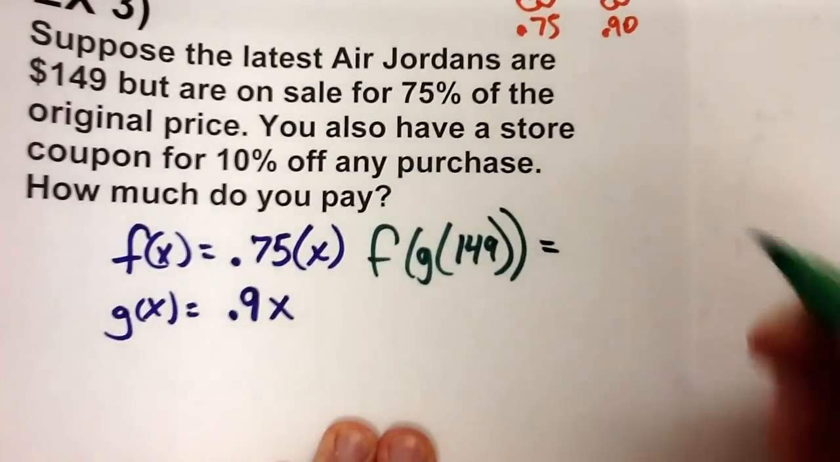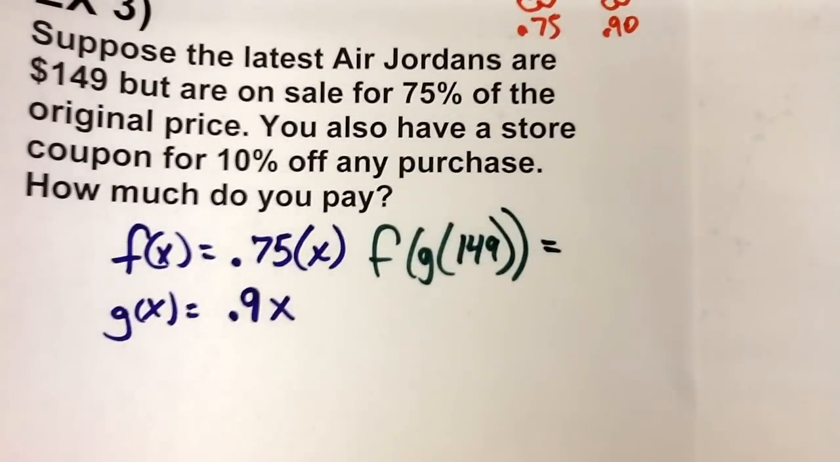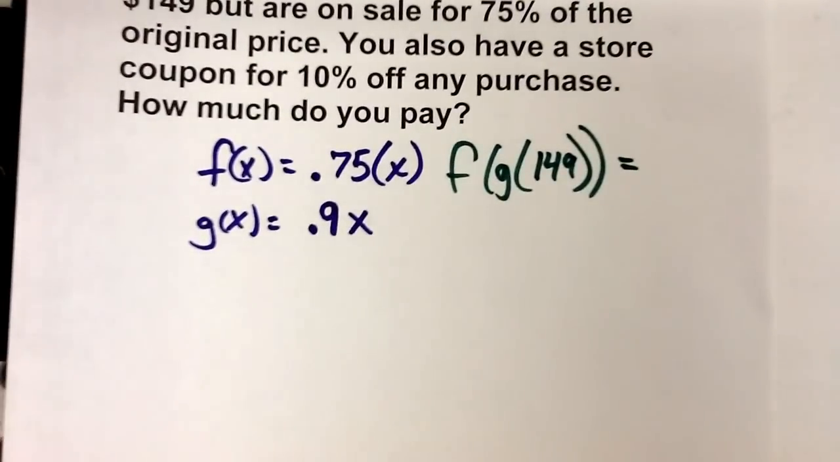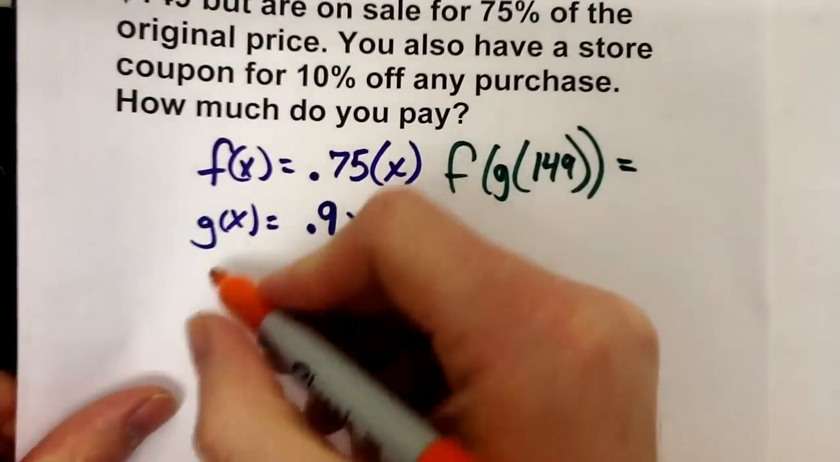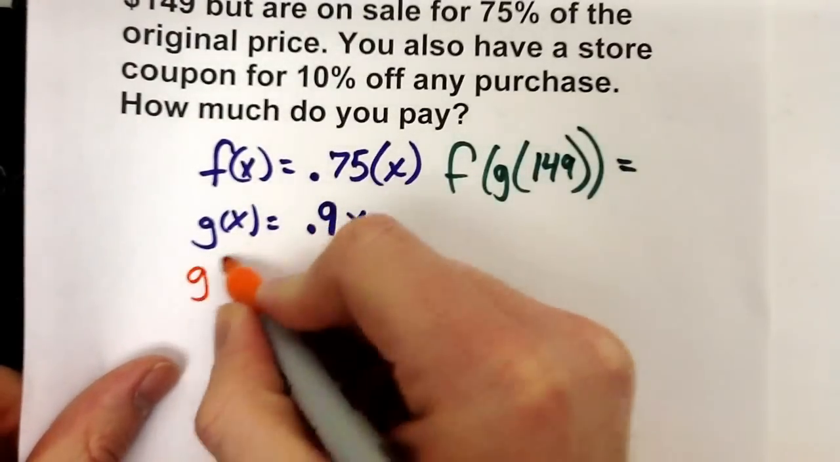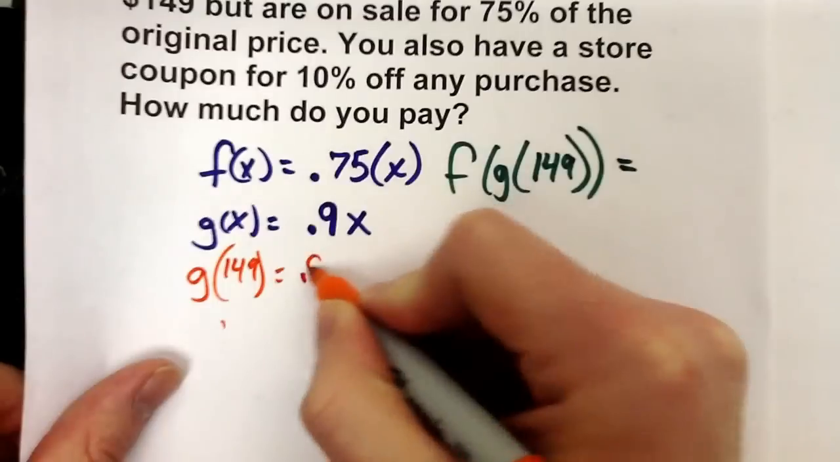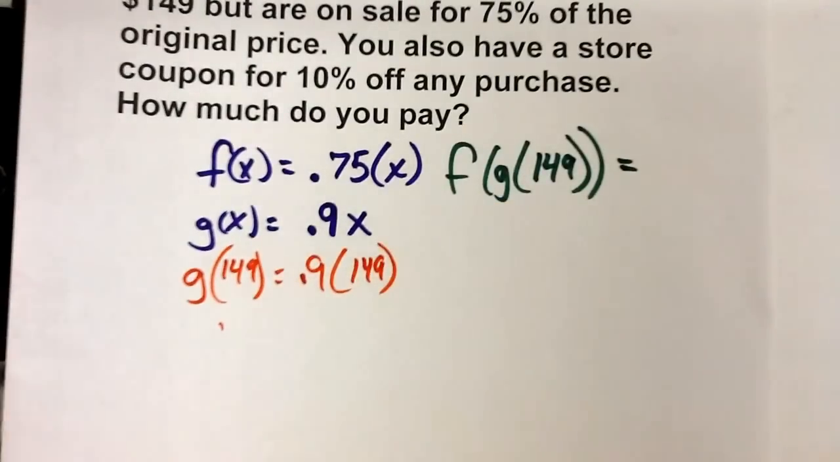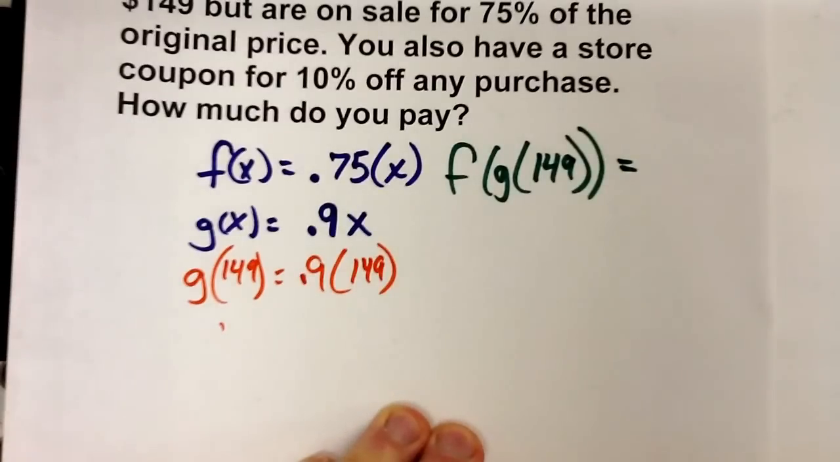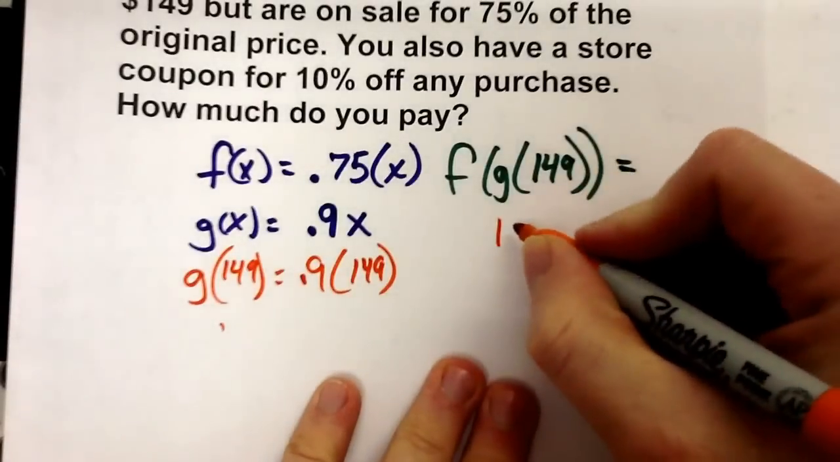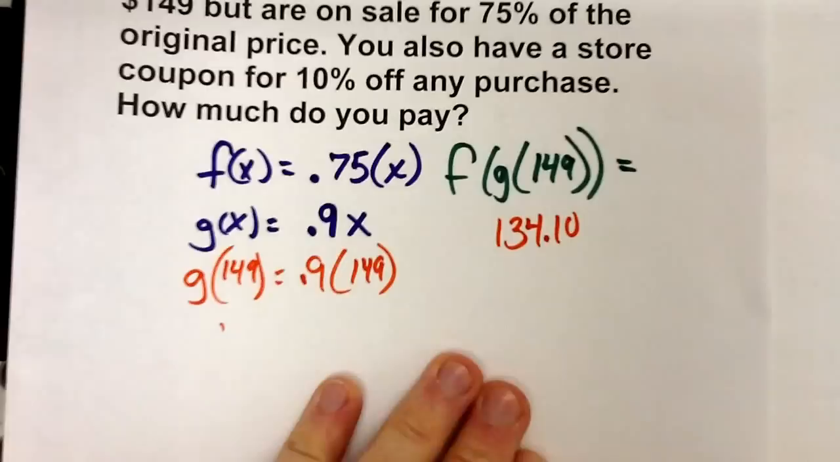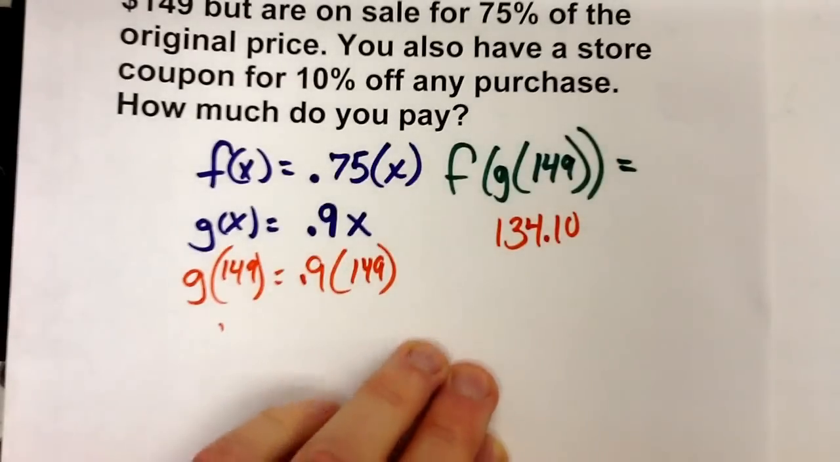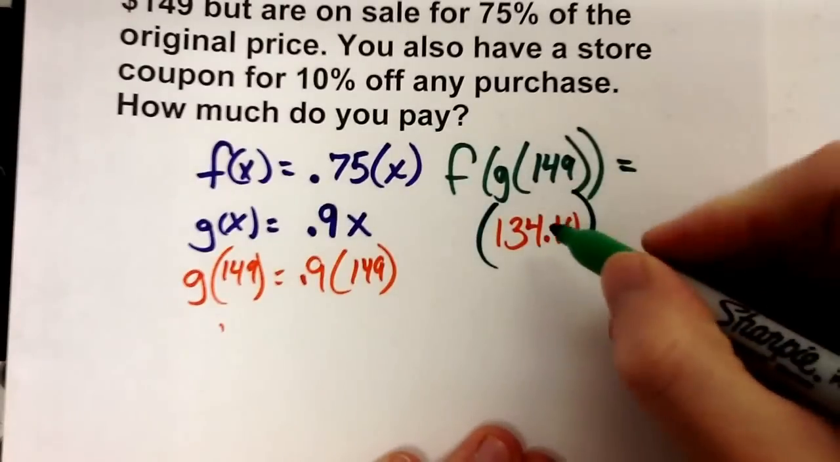So off to the side, somewhere down below, let's figure out what g of 149 is. Well, g of x was 0.9x. So g of 149 will be 0.9 times 149. Go ahead and use a calculator to figure that one out. If we do 0.9 times 149, that's 134.1. Or let's put it in money, so $134.10. Okay, so that was g of 149.